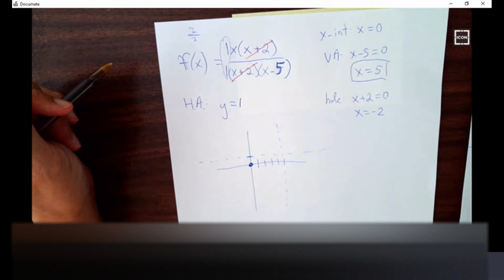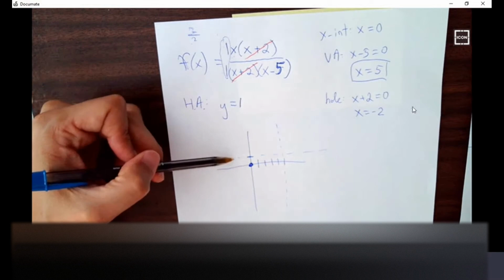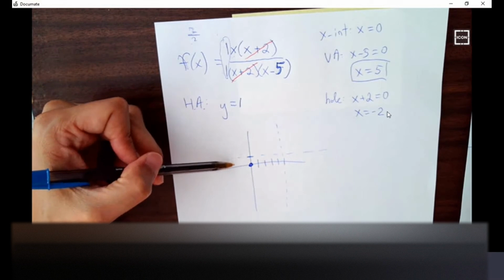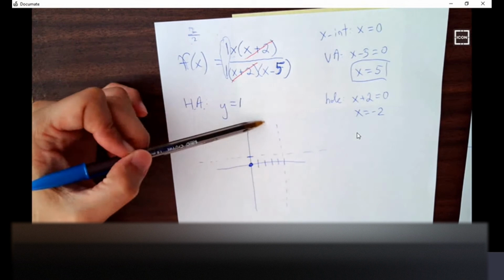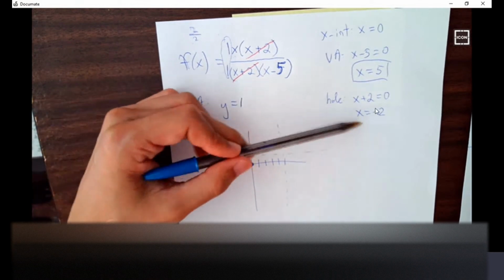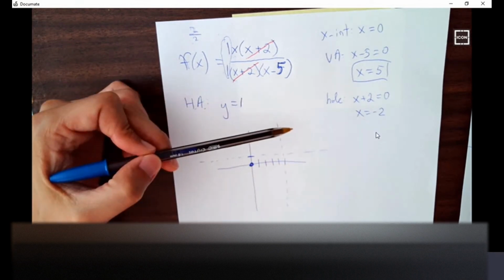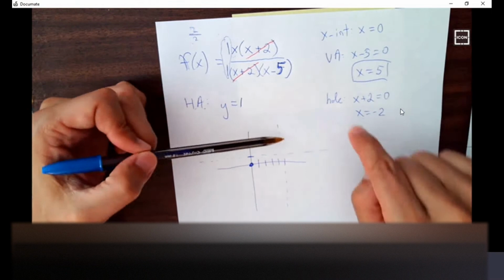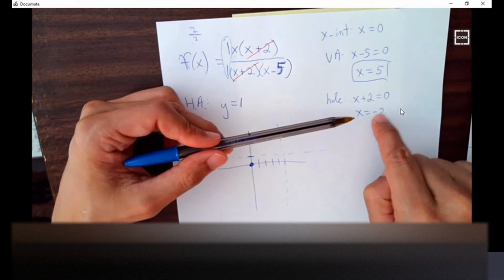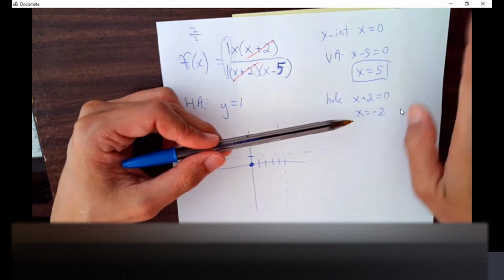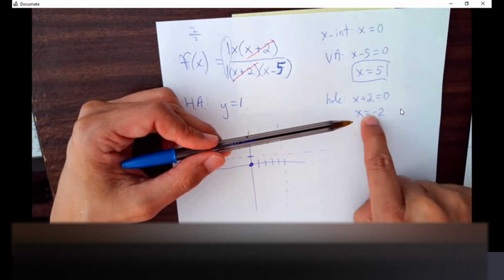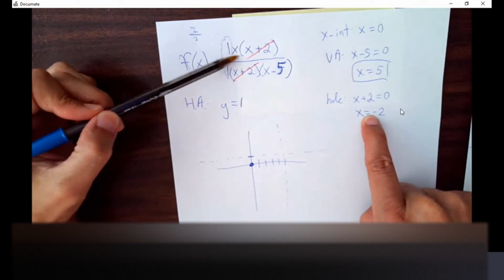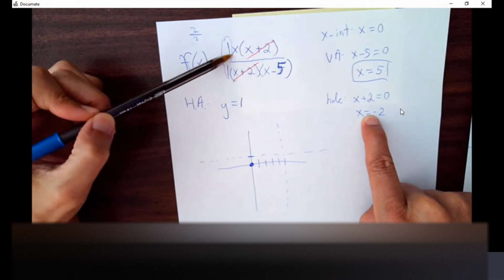You can't plot that one on the -2 on the x-axis? Yeah, the hole at -2 is not going to land on the x-axis. It's going to be some weird decimal value. Oh, okay. So here's what you can do. If you don't want to rely on Desmos, you can plug -2 into the x's that did not cancel out.